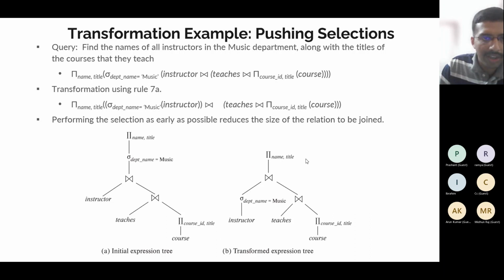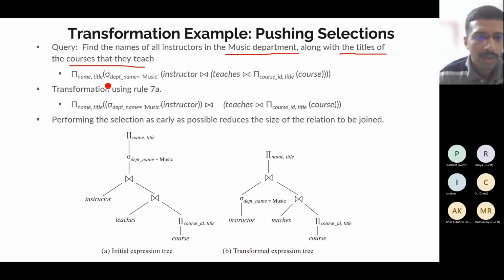I have one query, and I will see two ways in which it can be implemented, and I will try to see which one of these will be more efficient. So let's see what the question is. The question is: find the names of all instructors in the music department along with the titles of courses that they teach. This is the example that we saw earlier.